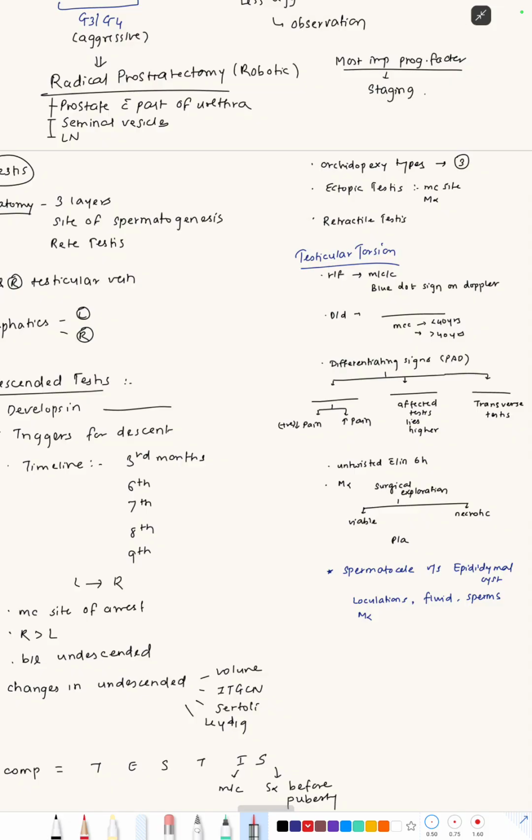Differential diagnosis is epididymo-orchitis. In epididymo-orchitis, the most common cause for less than 40 years is chlamydia. For more than 40 years, it is E. coli, secondary to UTI. Differentiating signs between these two conditions is given by the mnemonic PAD.